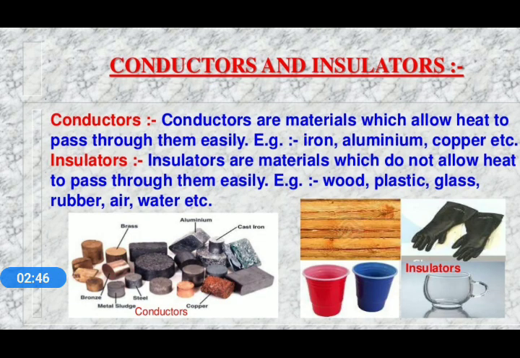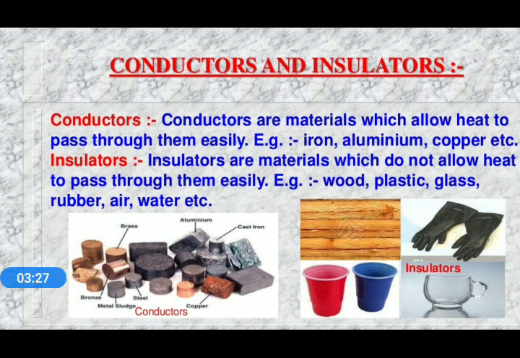Next, what are conductors and insulators? Conductors are materials which allow heat to pass through them easily. Examples are iron, aluminium, copper, etc. Most metals are good conductors of heat. Other examples are also shown in the images of conductors: brass, aluminium, cast iron, steel, bronze, copper. They are all examples of good conductors.